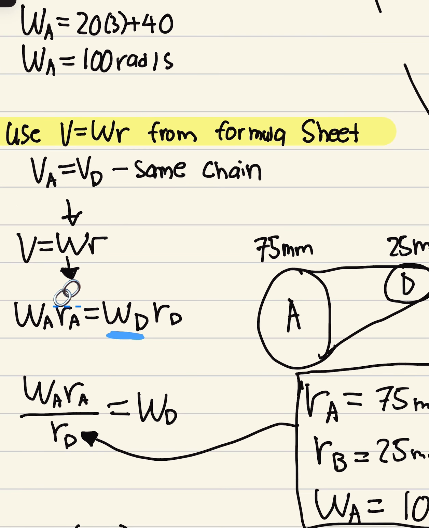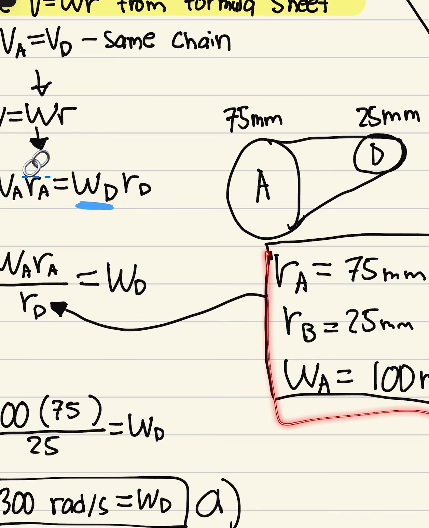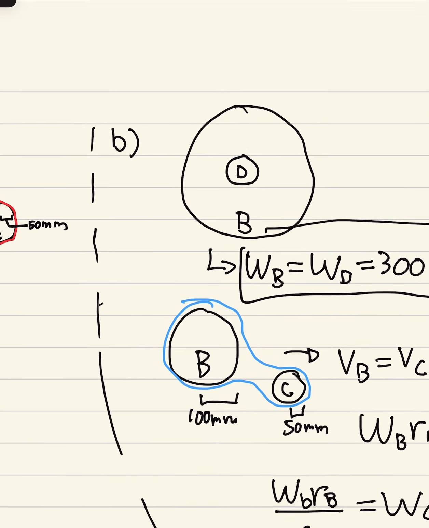So we were given all of these: radius of A, radius of D, angular velocity of A. We're going to isolate angular velocity of D. And then we were given all of these, so we're going to plug it into this equation. And we get that angular velocity of D is equal to 300 radians per second. Moving on to the next part.